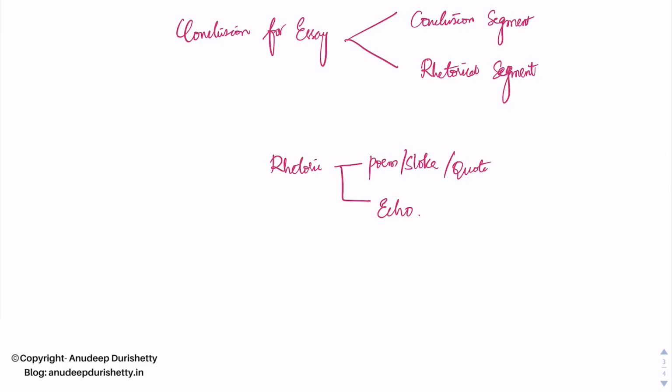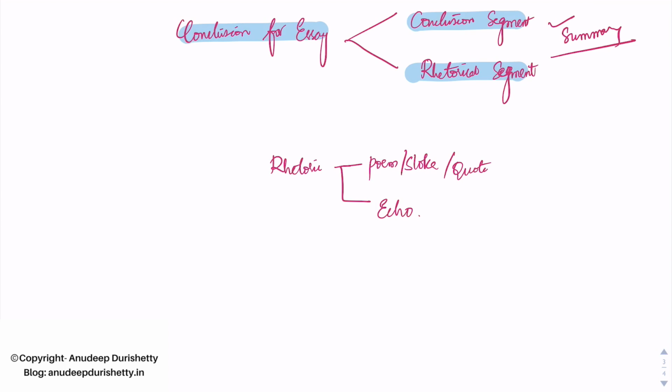A conclusion should accomplish two goals. One, give the reader a comprehensive overview of the whole essay, and two, leave a favorable impression on the reader's mind long after he or she finishes reading it. To that end, a conclusion has two segments: one, a conclusion segment, and two, a rhetorical segment. Conclusion segment is a clear, concise summary of the arguments of the essay. It refreshes the mind of the reader and brings a sense of closure to the text.